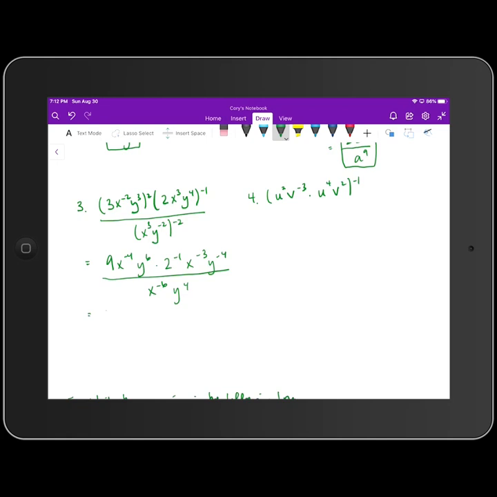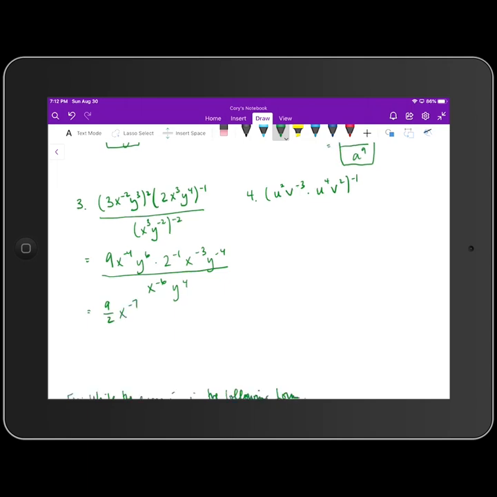Okay, so we have 9 times 2 to the negative 1 power. So 2 to the negative 1 power is 1/2. So 9 times 1/2 is 9/2. Then we have x to the negative 4 power times x to the negative 3rd power. So if we're multiplying two exponents that share the same base, we add the powers. So negative 4 plus negative 3 is x to the negative 7 power. Lastly, we have y to the 6th power times y to the negative 4th power. So when I add the exponents there, that gives me y squared.